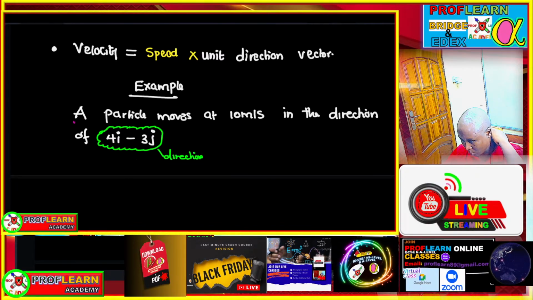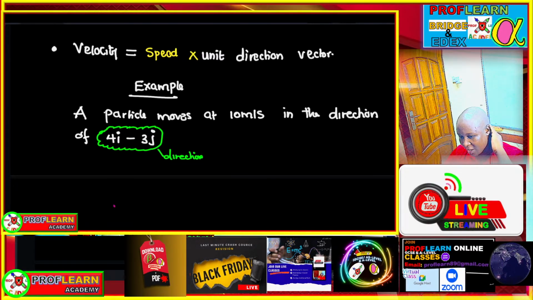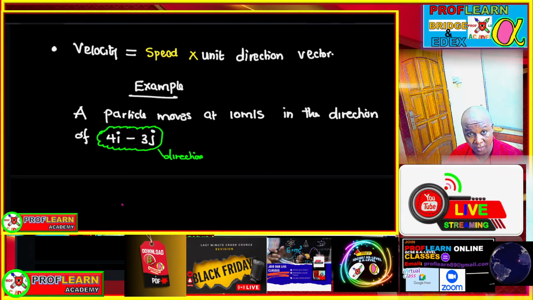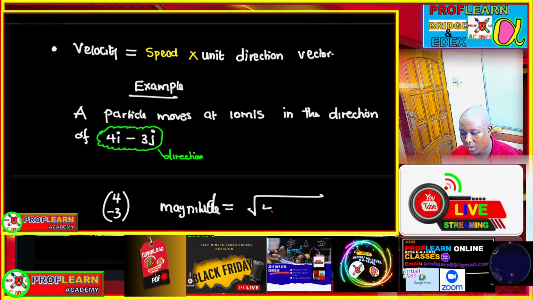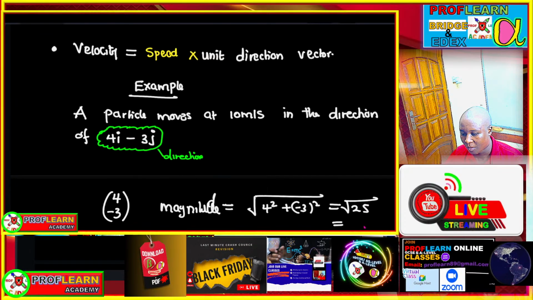So meaning that for this one, you are going to find the unit direction vector, and then you multiply it by the speed that we have. So this unit direction vector, if we can write it in column form, the magnitude is going to be what? It's going to be the square root of 4 squared plus 3 squared, and that is going to translate to the square root of 25, and that's going to be 5.